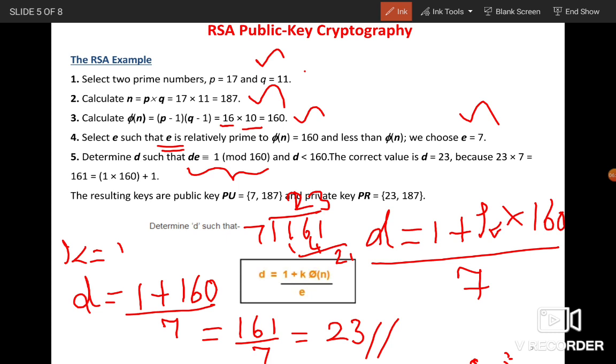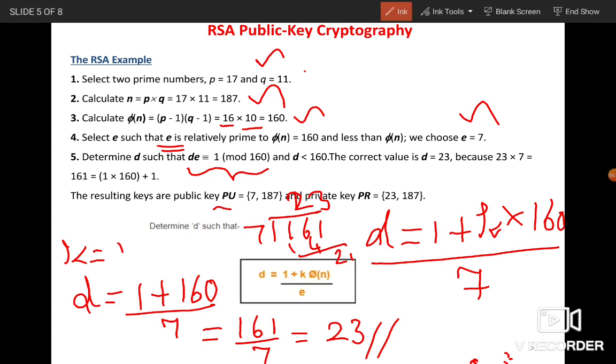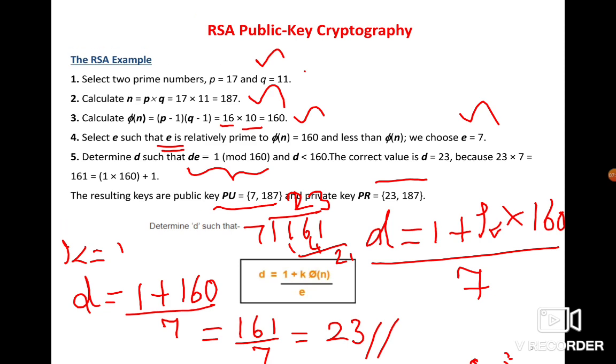Sometimes while we substitute k, we won't get a full integer. At that time, you have to move on with the other values. Okay. So after publishing the encryption key and decryption key pair, the encryption key, that is PU, is {7, 187}, that is {e, n}, and the decryption key is {d, n}, that is {23, 187}.